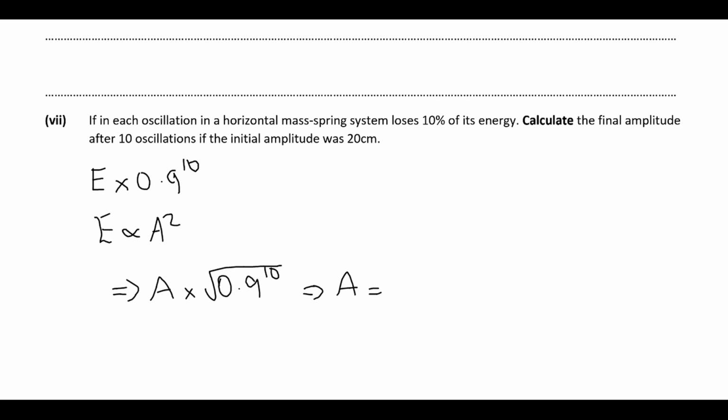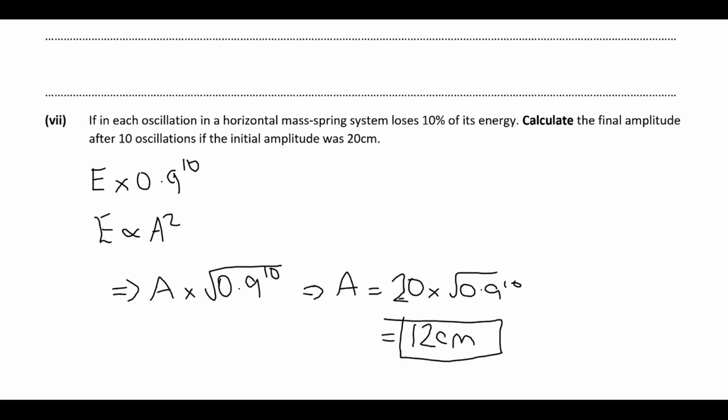So it was 20 centimeters times the square root of 0.9 to the 10. 20, which is 12 centimeters to two significant figures there. The key to this being this relationship here.